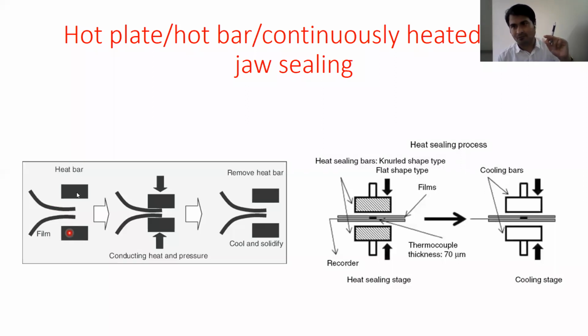These are the two bars which will be electrically heated, and at the same time we are applying pressure. If we apply heat and pressure, this packaging material will melt and fuse together. And if we release the pressure, it may cool and form a seal. You can see here there is more gap between the two packaging films, and here there is less gap because this film has been joined. Okay?